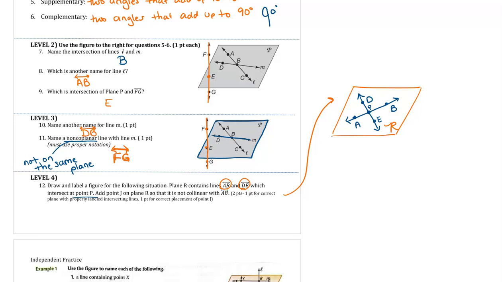All right. At point J on plane R, so it is not collinear. So not collinear would be not on the same line as AB. J can be anywhere that's not on AB, so maybe I'll stick it right here. J. Okay, if they told you that J was not on plane R, you would put it out here, J. But since it is part of plane R, we're going to make it very obvious. We're going to put it inside that rectangle, or that sideways rectangle, like that.